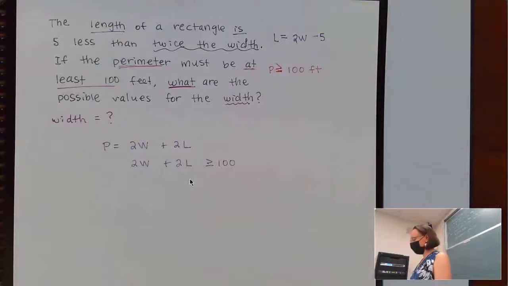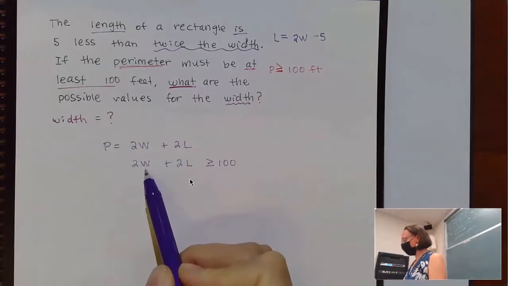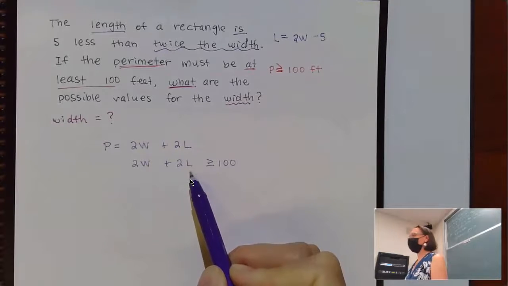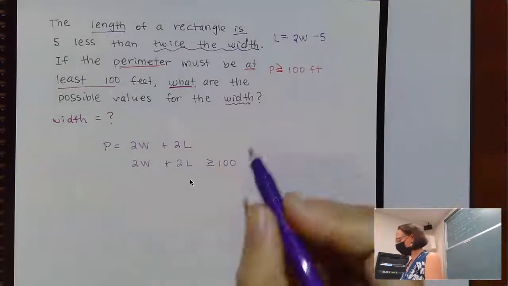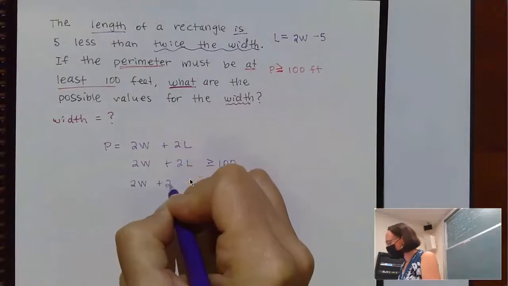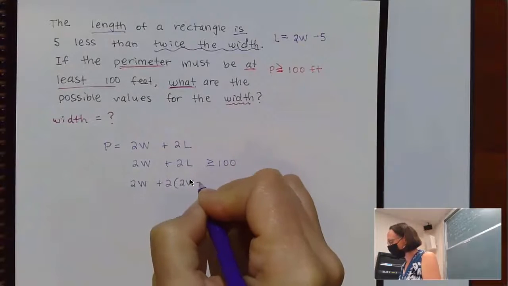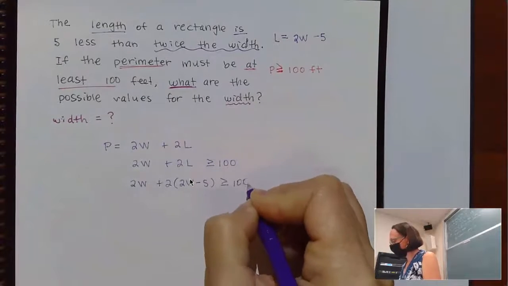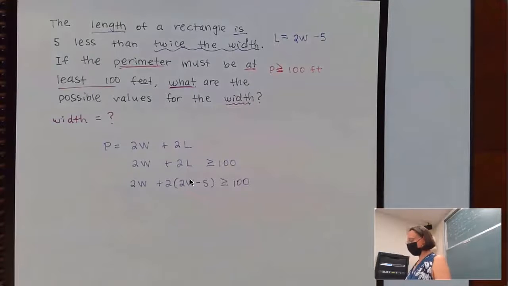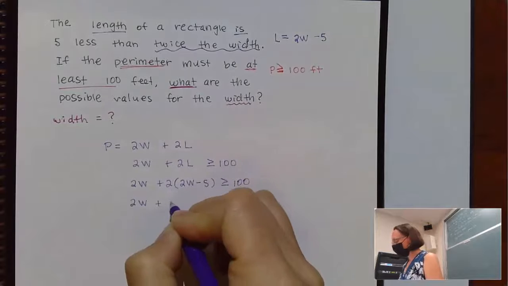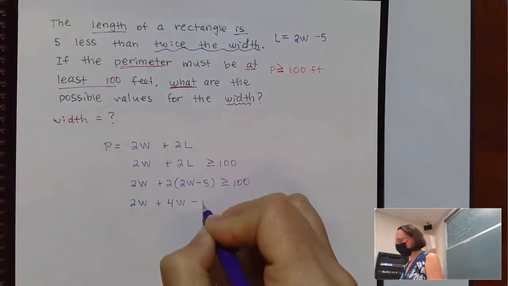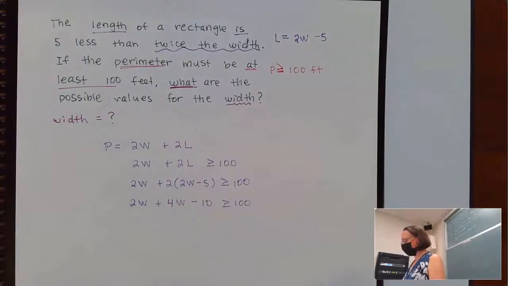And then, since we're trying to get the width by itself, it sure would be nice if we could get rid of the length in this equation. And we can with this other piece of information that we have. So I can replace the length with 2w minus 5. Now we've got an inequality. Now we can go mess with it. I'm going to go ahead and distribute that 2 through. So 2 times 2, that's a 4w minus 10 greater than or equal to 100.